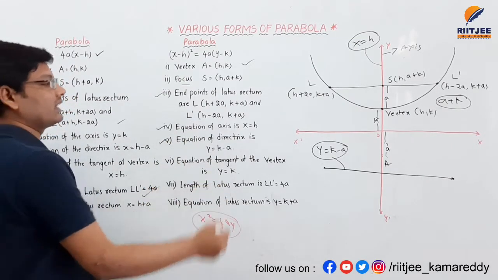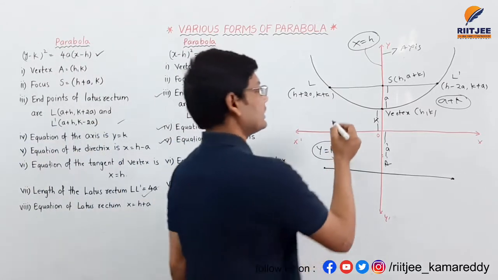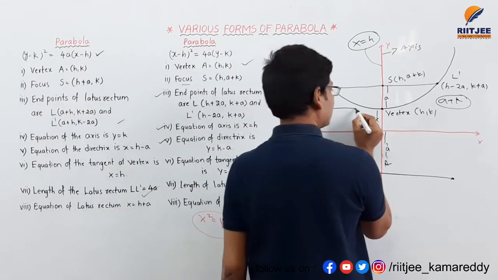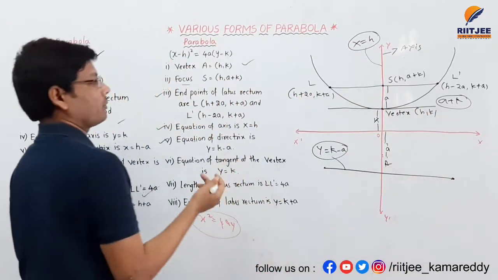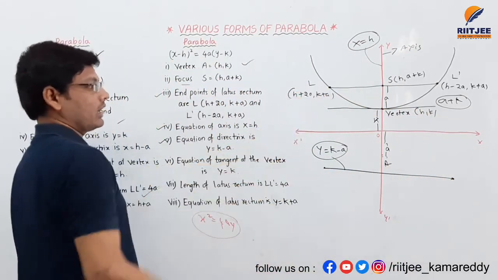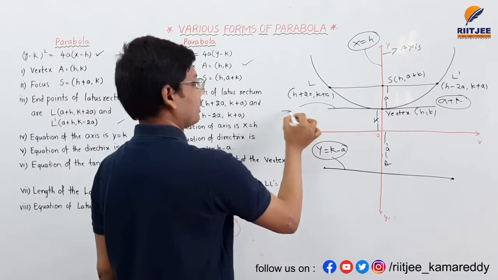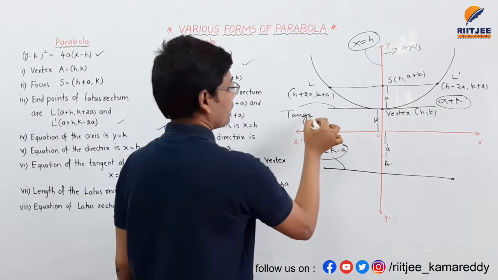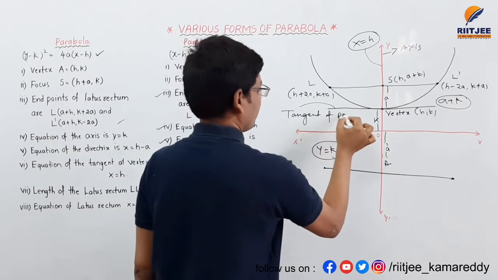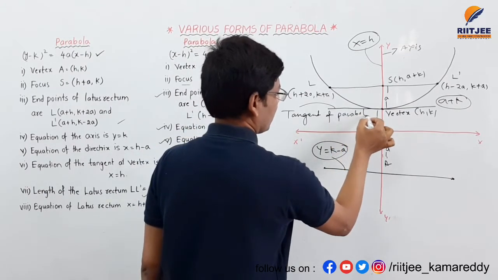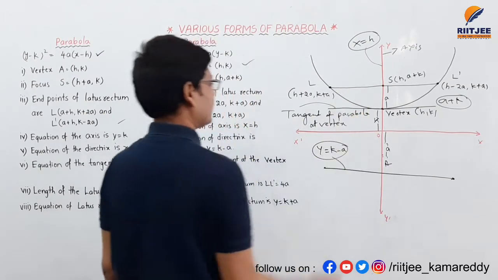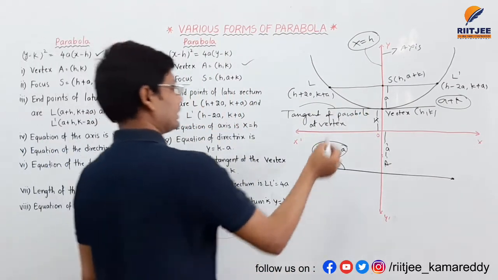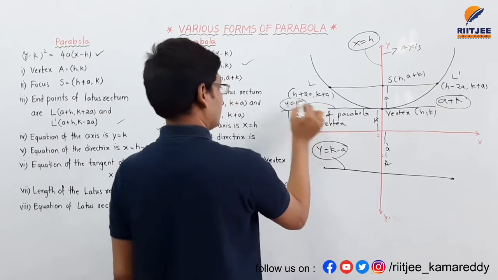Then the equation of the tangent at the vertex. This is the line passing through the vertex and touching the parabola. It becomes the tangent of the parabola at the vertex, that is y is equal to k.